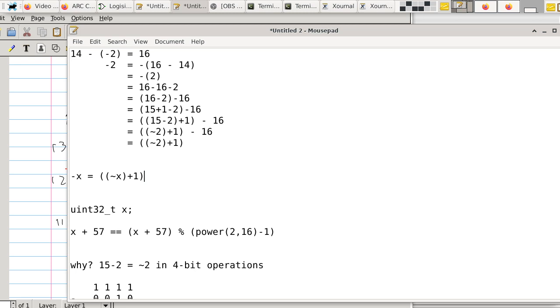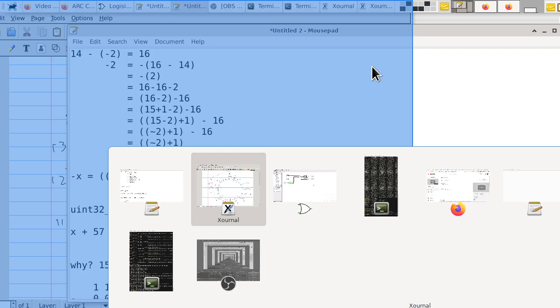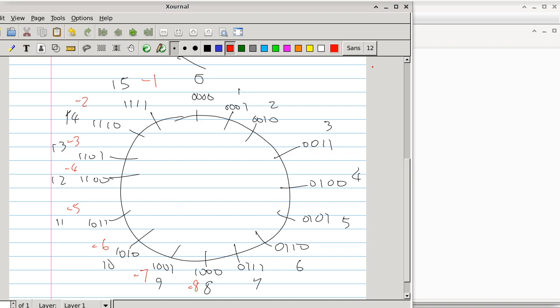Well, let's try it on different values, because just because it works on 2 doesn't mean that it should work on other values, right? So we'll give it different examples. Let's go back to the number wheel, and I'll let you guys pick something for me to negate. So pick a particular bit pattern. It doesn't have to be on the negative side or the positive side. Just pick one. Come on, somebody throw a dart at the numbers.